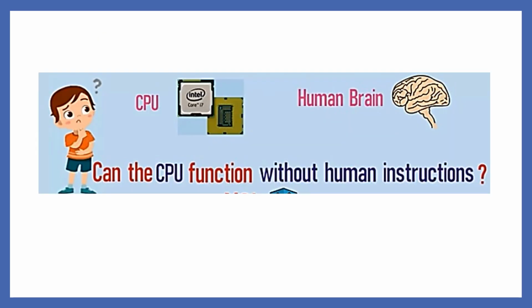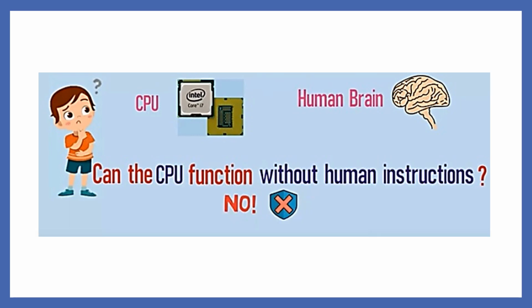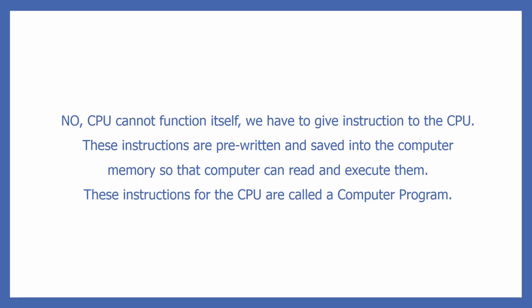What do you think? Can the CPU function without human instructions? As we said, that CPU is just like a human brain. What do you think? Can CPU be capable to do the work without human instructions? No. No, CPU cannot function by itself. We have to give instructions to the CPU.